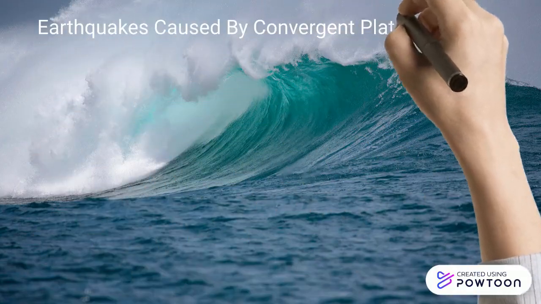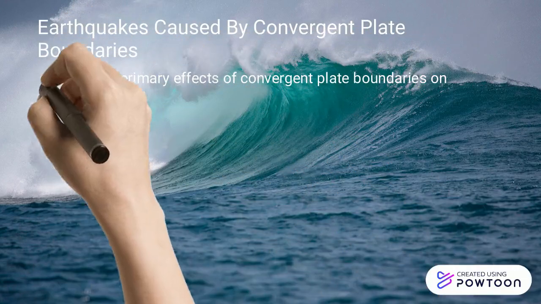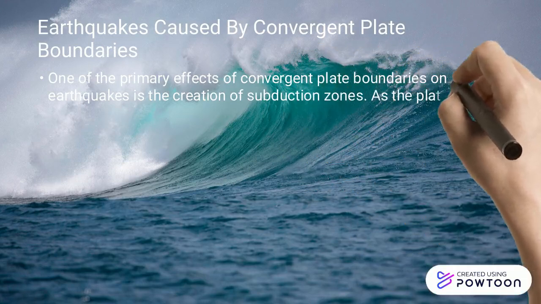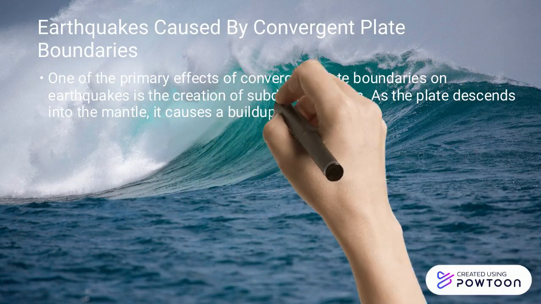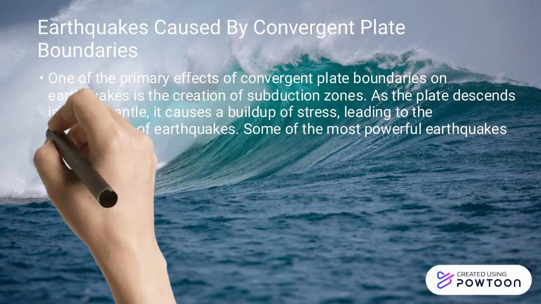Earthquakes caused by convergent plate boundaries. One of the primary effects of convergent plate boundaries on earthquakes is the creation of subduction zones. As a plate descends into the mantle, it causes a buildup of stress, leading to the development of earthquakes. Some of the most powerful earthquakes in history have occurred in subduction zones.